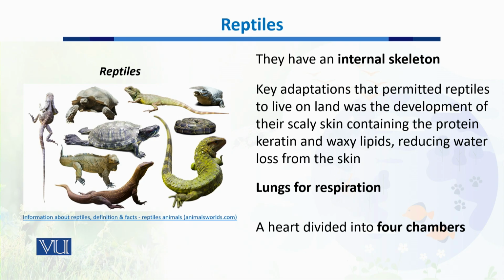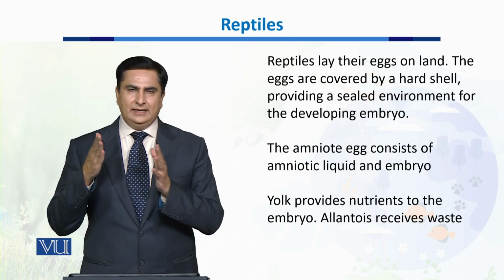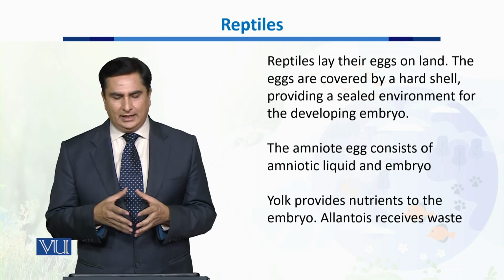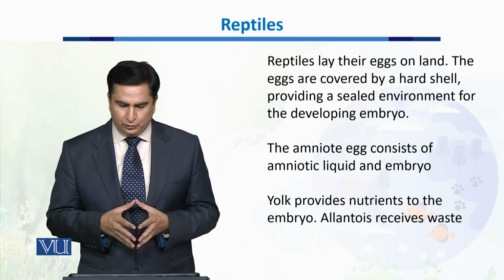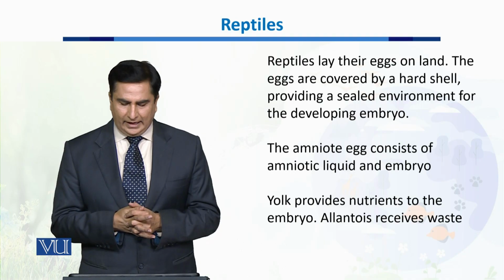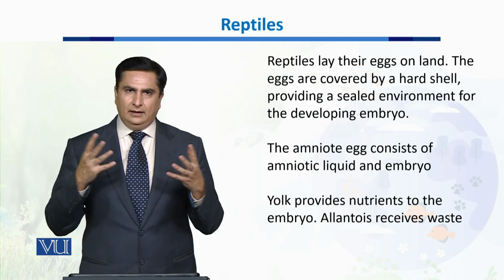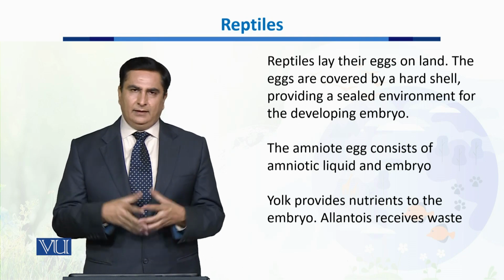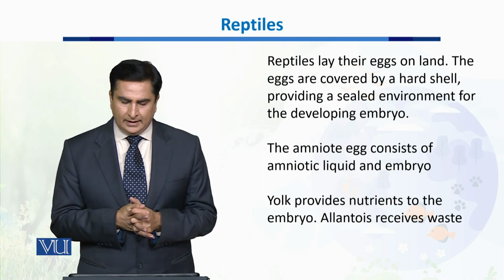They have fully developed lungs for respiration. Their heart is divided into four chambers. When we talk about reproduction, they lay their eggs on land. These eggs are normally covered with a very hard shell, and this provides a sealed environment for the developing embryo. Their amniotic eggs consist of amniotic liquid and the embryo. The amniotic liquid helps in the buffering and protection of that embryo. The egg also contains yolk, which provides nutrients to the embryo.